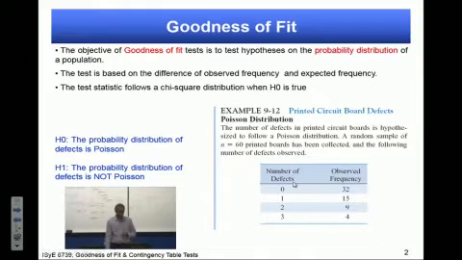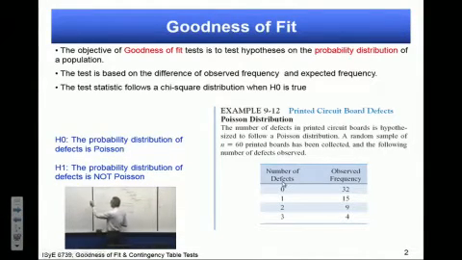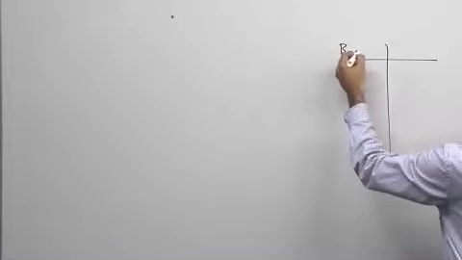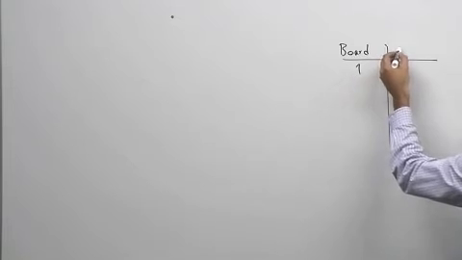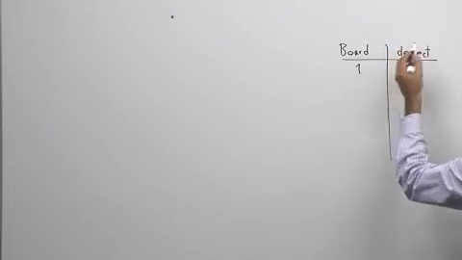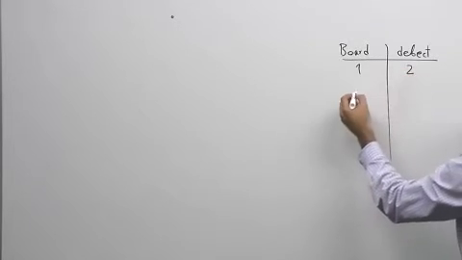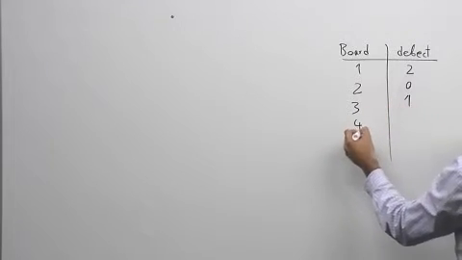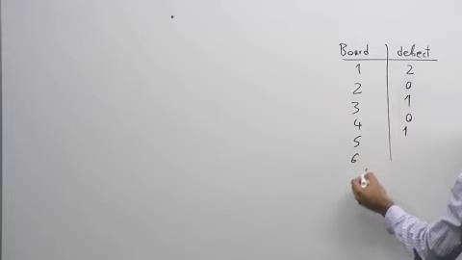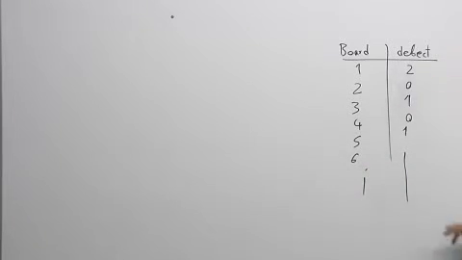Okay? So let's say, for example, in this data, we have a sample of 60 printed boards. And what we do, we count the number of defects on each board. So this is board number 1, number of defects, let's say is 2. Board number 2 is 0. Board number 3 is 1. Board number 4 is 0. Board number 5 is 1, 6, and so on and so forth. Okay? So we inspect 60, and we want to see if the number of defects follows a Poisson distribution or not. Does it make sense?